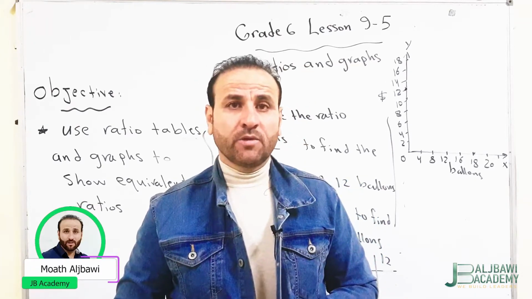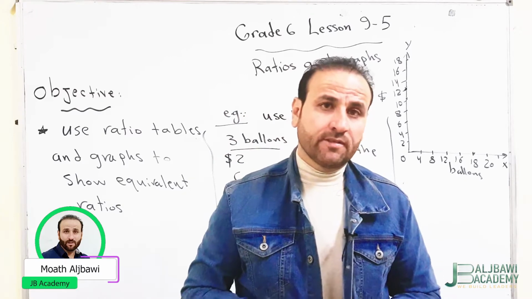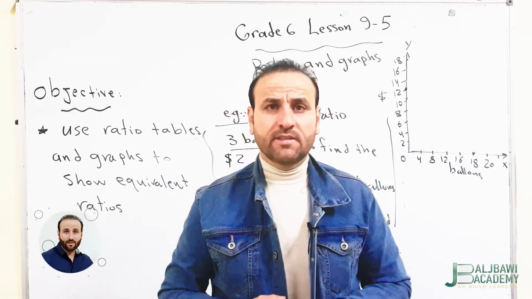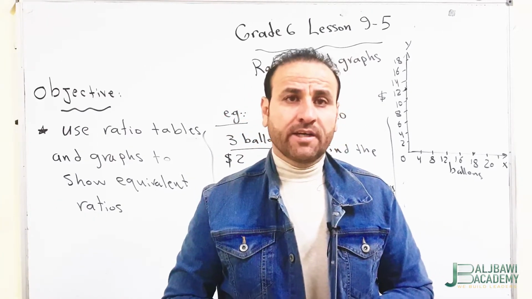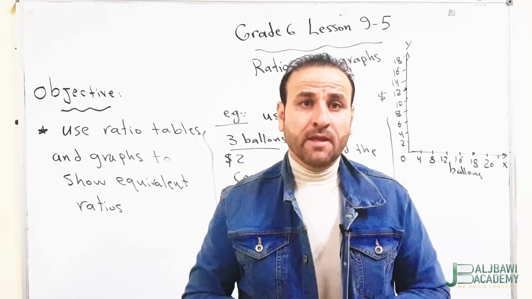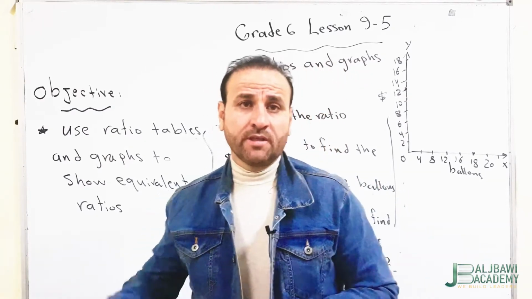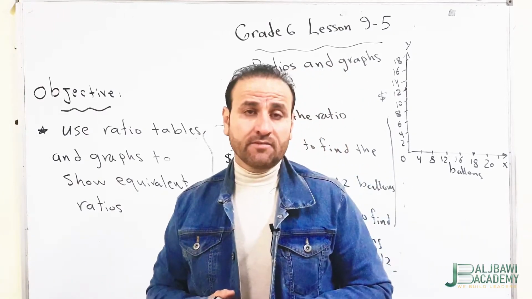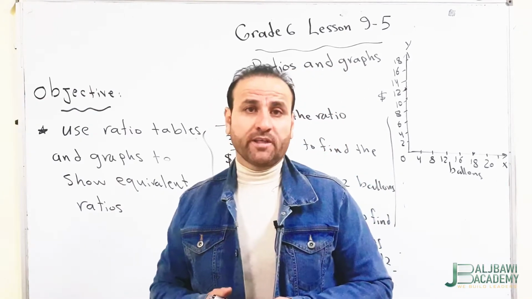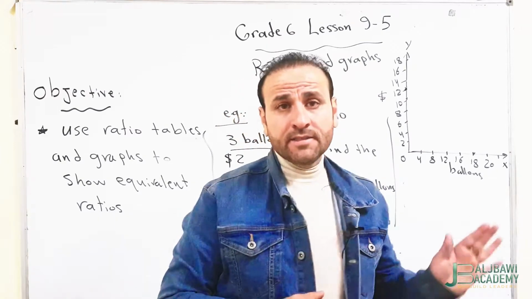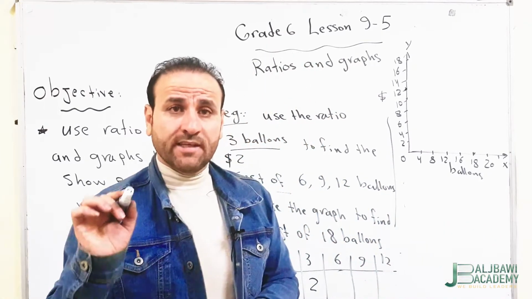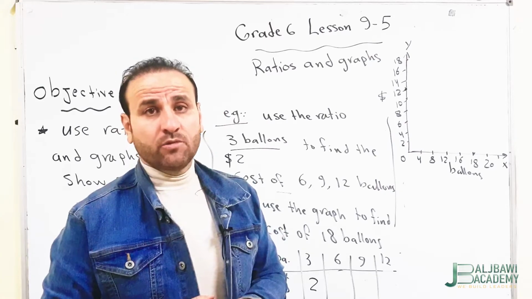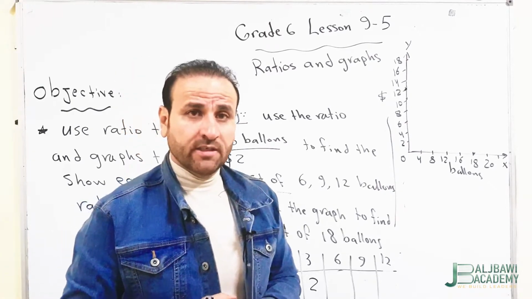In this lesson, we're going to discuss a very important lesson for grade 6 students, which is lesson 9.5, ratios and graphs. Our objective will be how to use ratio tables and graphs to show equivalent or equal ratios. In this example, I will show you how to use tables and graphs to show equivalent ratios.